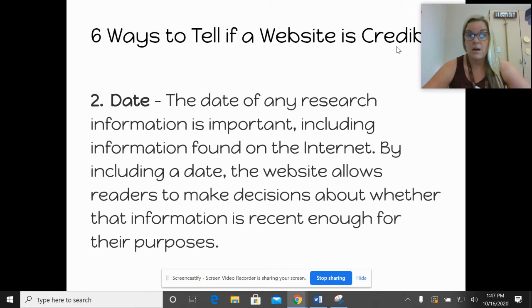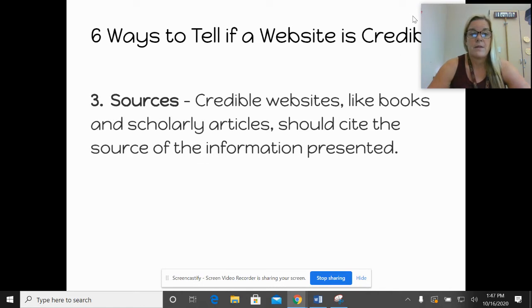Second, check the date on the website. The date of any research information is important, including information found on the internet. By including a date, the website allows readers to make decisions about whether that information is recent enough for their purposes. Third, check your sources. Credible websites, like books and scholarly articles, should be citing the source of the information presented.